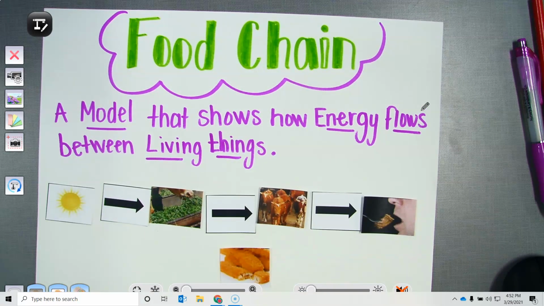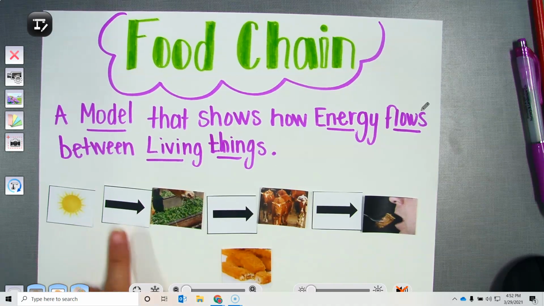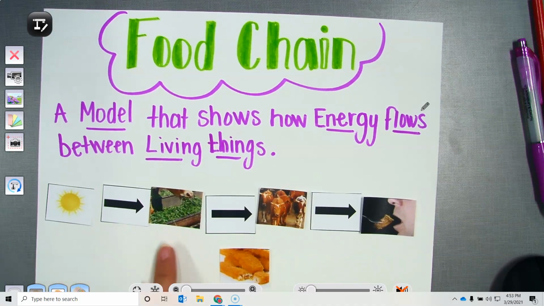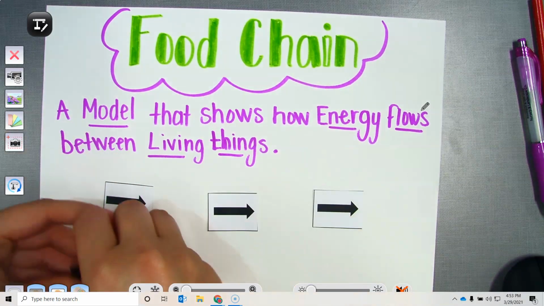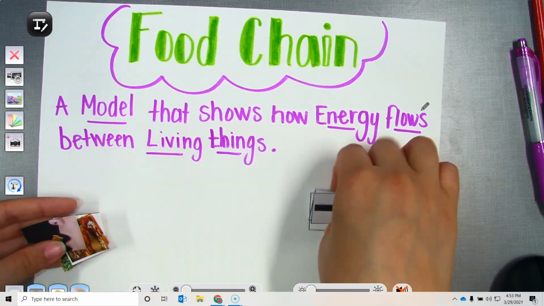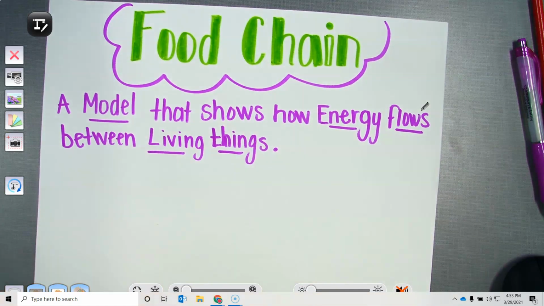So guys, just try your best to think about, we're going to start with the sun, then you have an arrow. Think about, what do the fish eat? Then the fish, and then we're going to eat the fish. So I want you to draw me a food chain to show me the energy that is coming from us eating a fish.